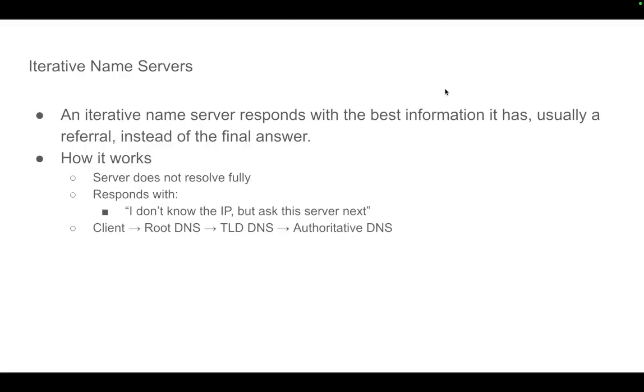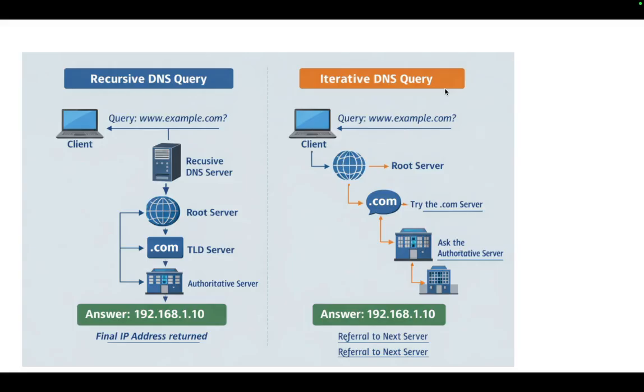The client request is sent to a root DNS server. Root would point to the top level domain server, and the top level domain server would point to an authoritative name server, the DNS service. You can have a look at this picture in order to understand how recursive and iterative queries on DNS work.